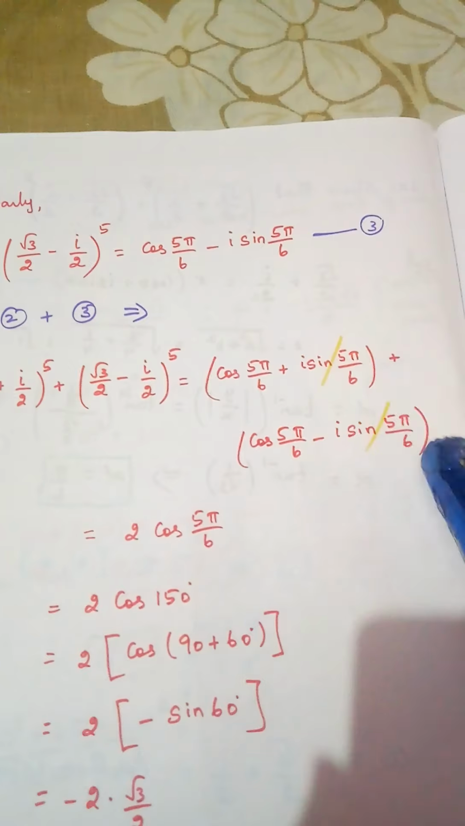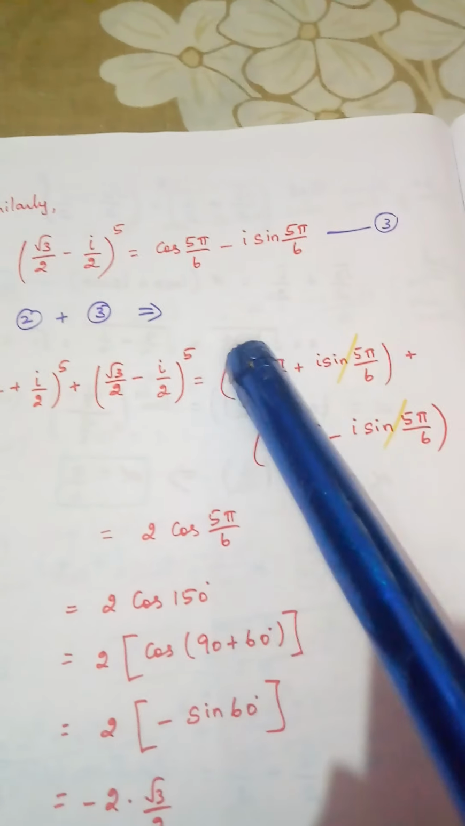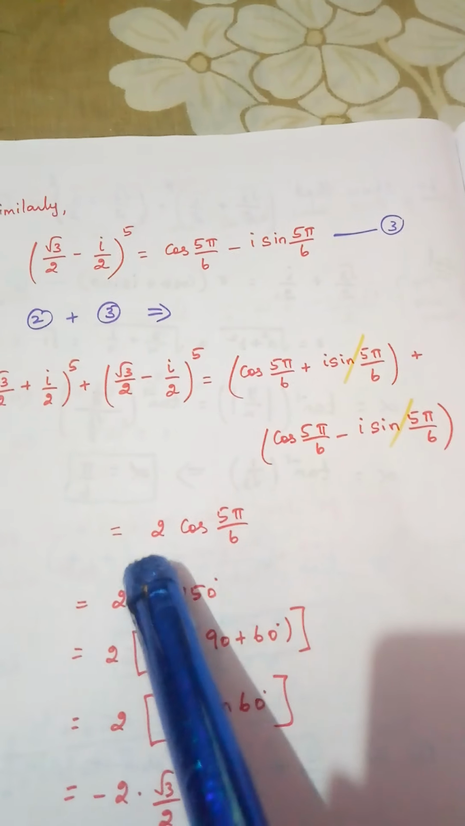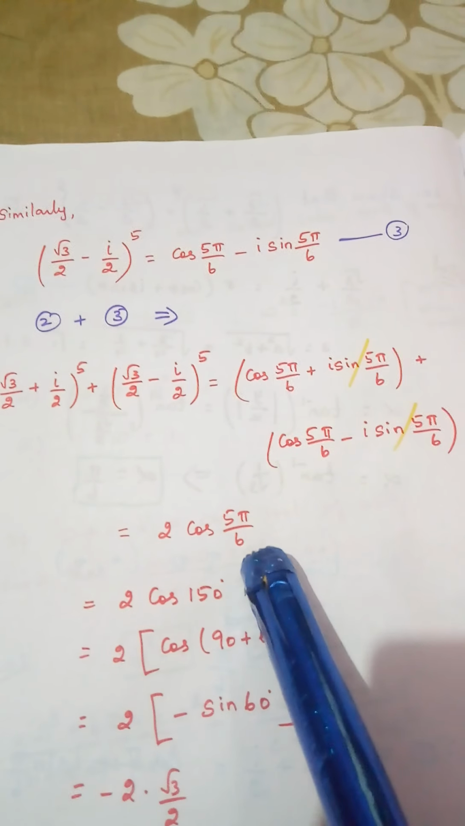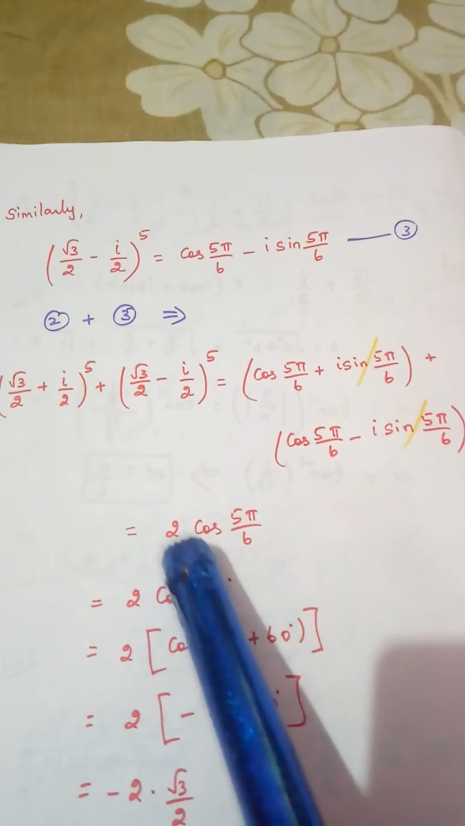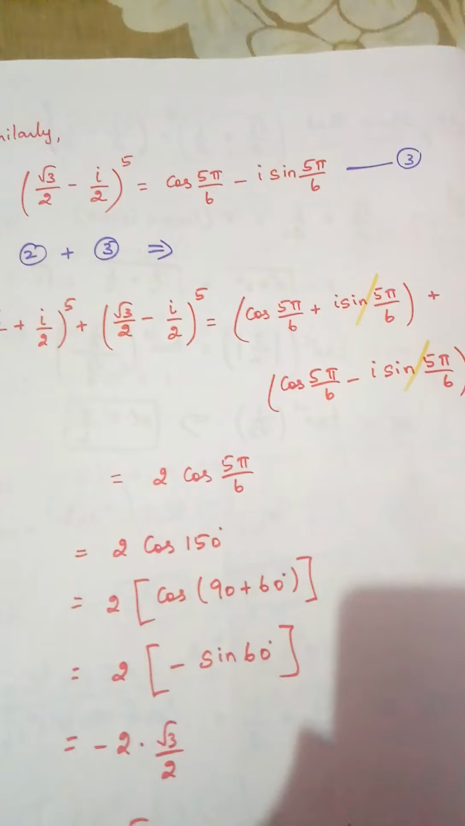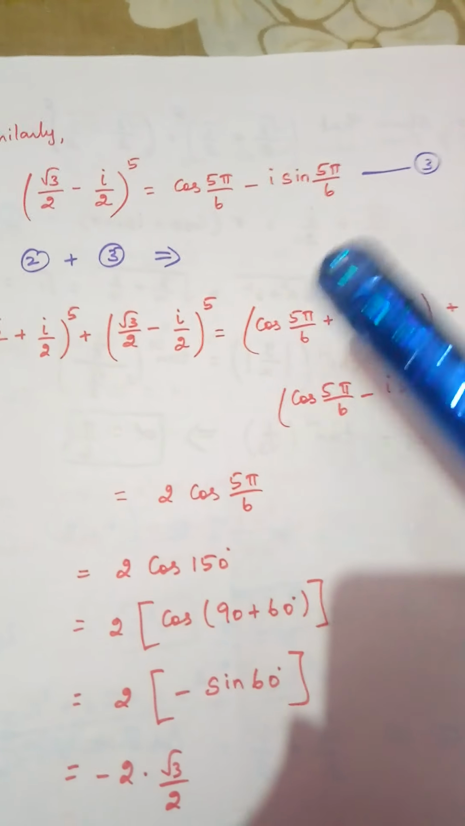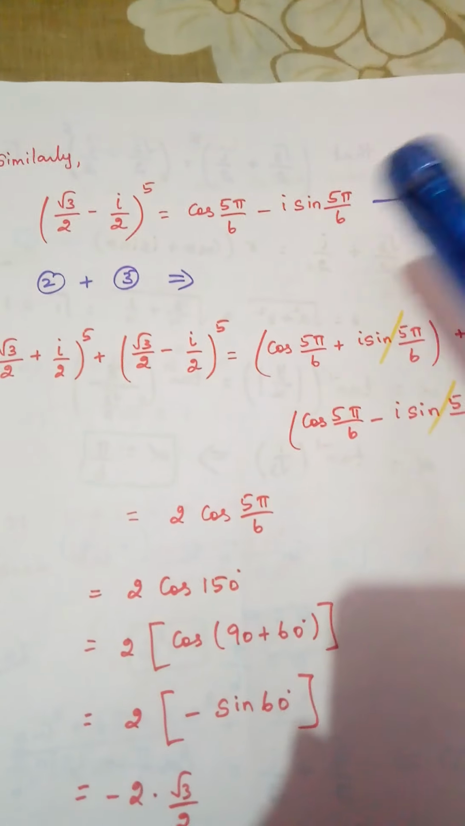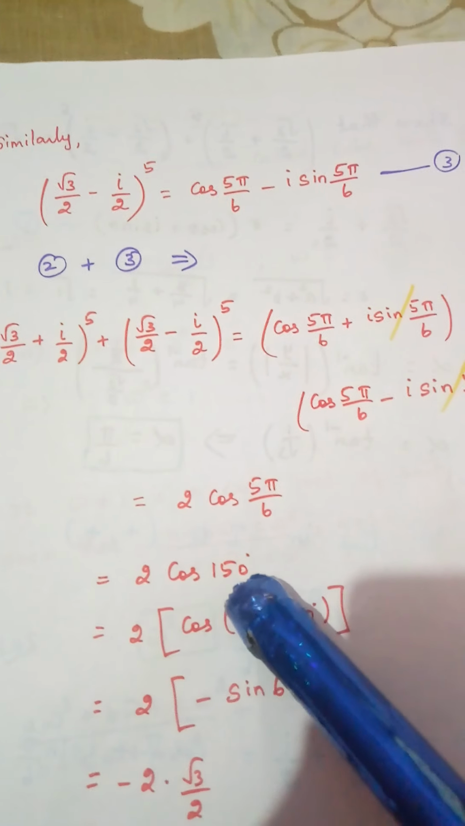When we add these two, the plus and minus terms will get cancelled. These two will get added. So cos 5 pi by 6 plus cos 5 pi by 6, the answer is 2 cos 5 pi by 6. Now, what I want to prove, the answer is minus root 3. That is what the RHS is. So I am writing the value of 5 pi by 6.